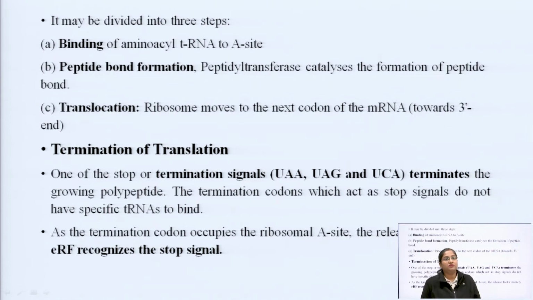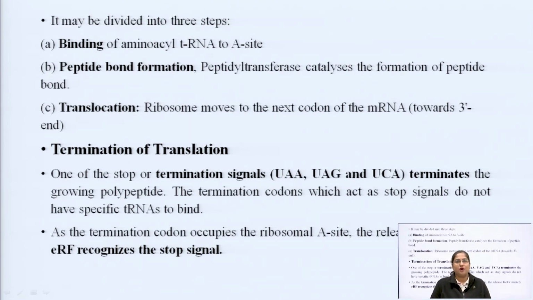It is divided into 3 steps. First is binding of aminoacyl-tRNA to the A site, then peptide bond formation. In this peptide bond formation, peptidyl transferase catalyzes the formation of the peptide bond, and then translocation, in which the ribosome moves to the next codon of the mRNA towards the 3' end. So in these 3 steps, the elongation happens: first is binding of aminoacyl-tRNA to the A site, peptide bond formation, and finally the translocation.